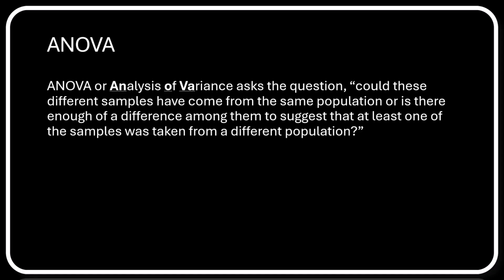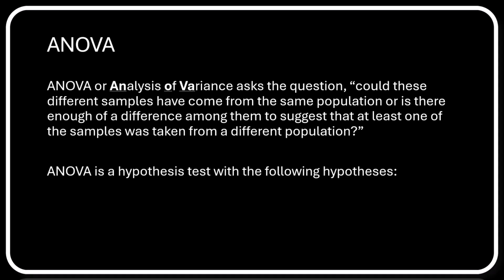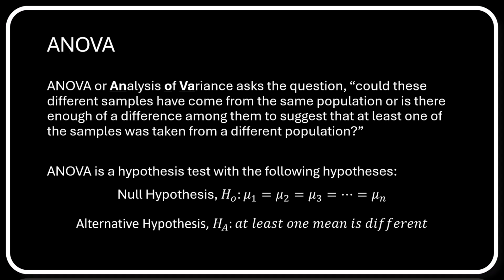ANOVA, or Analysis of Variance, asks the question, could these different samples have come from the same population, or is there enough difference among them to suggest that at least one of the samples was taken from a different population? ANOVA is a hypothesis test with the following hypotheses. The null hypothesis is that all of the means are the same. Alternatively, we suggest that at least one mean is different.